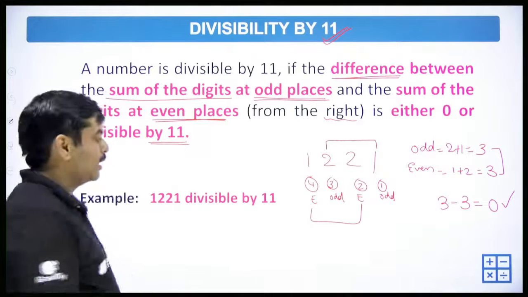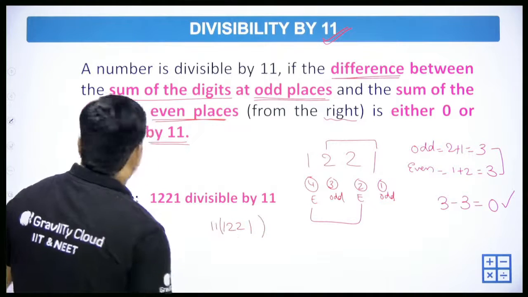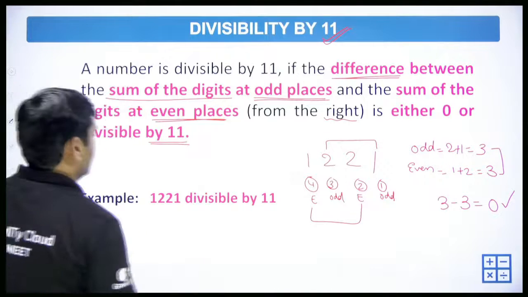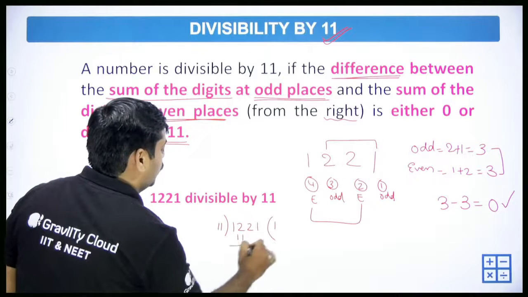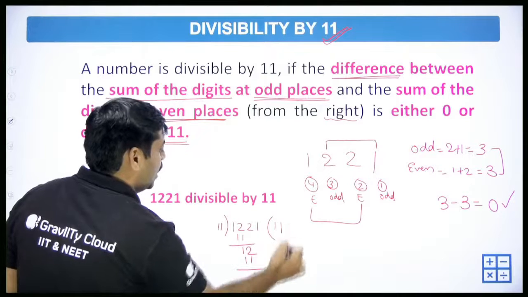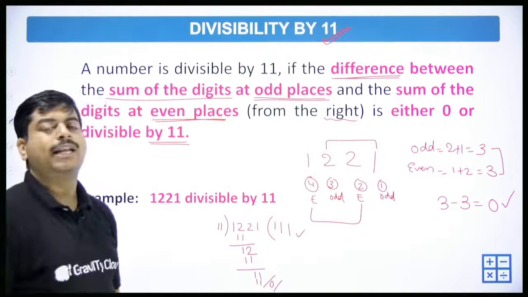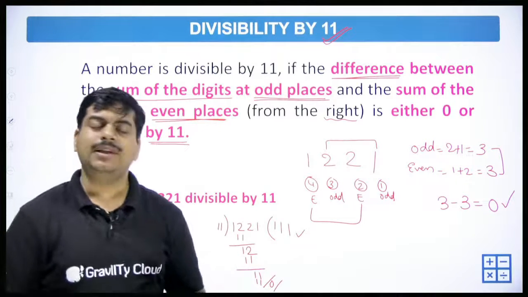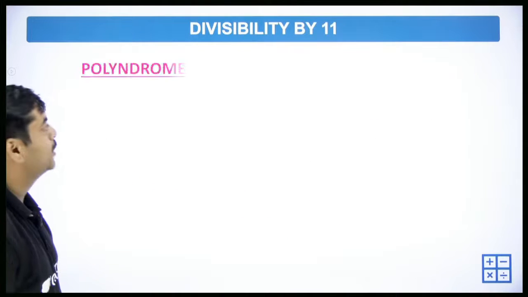If you have doubt, let us verify. 1, 2, 2, 1 divisible by 11. Let me write it properly once again: 11 and 1, 2, 2, 1. 11 ones are 11, so 1 is left, 2 is left. 11 ones are 11, once again 1 and 1. 11 ones are 11. Yes, it is exactly divisible by 11. 11 into 1, 1, 1 will give you 1, 2, 2, 1. Right, simple thing. So let's move ahead to learn more applications based on this one.